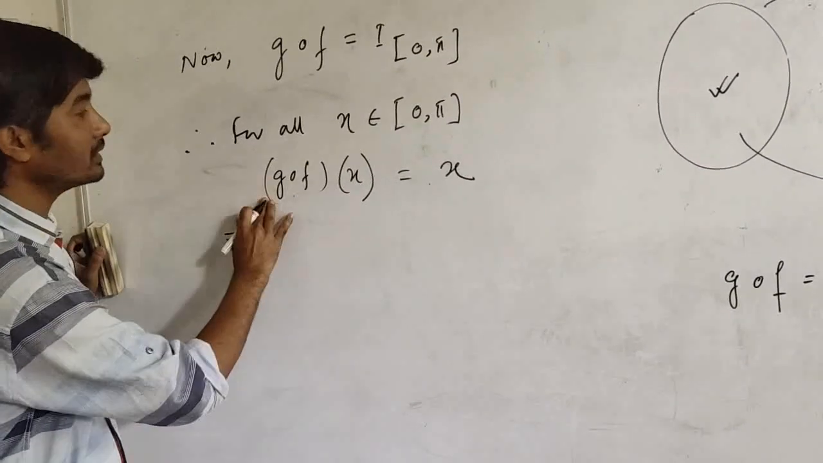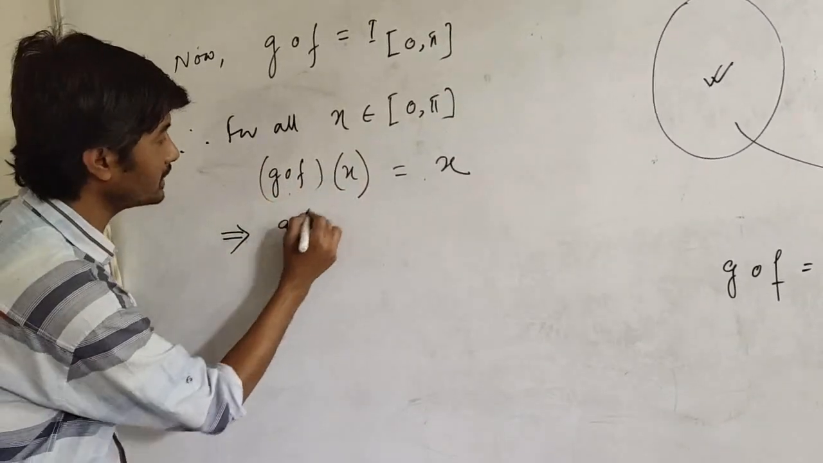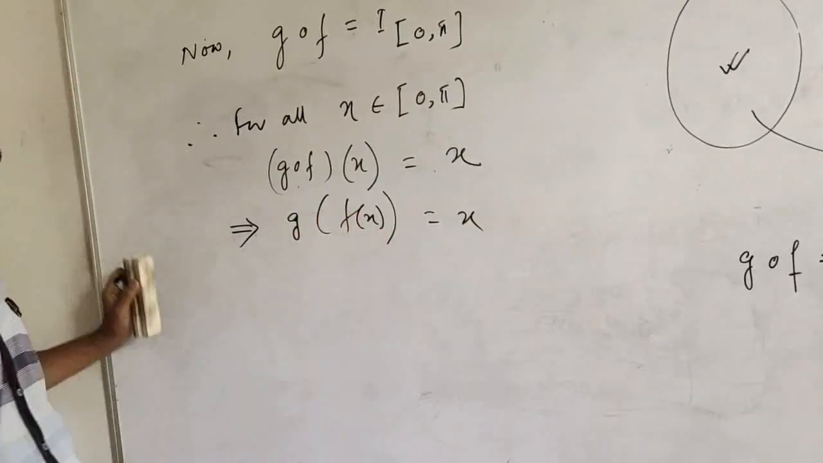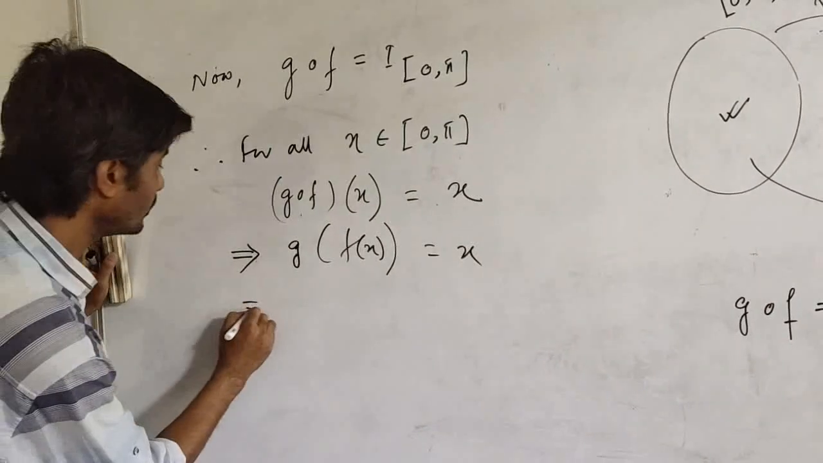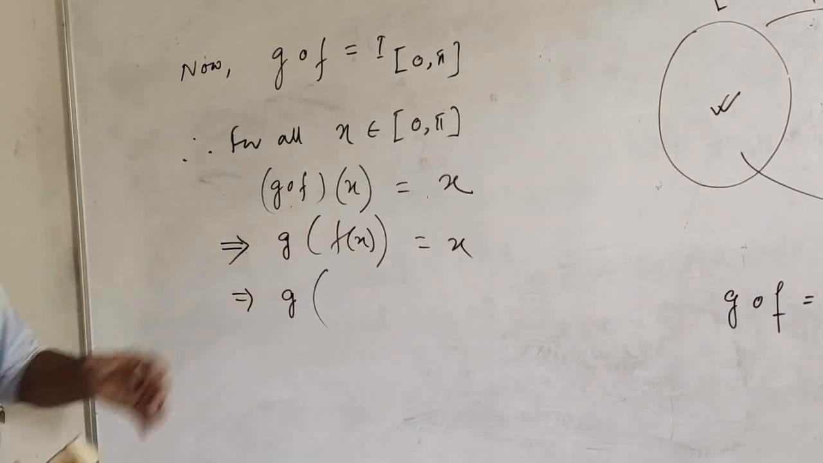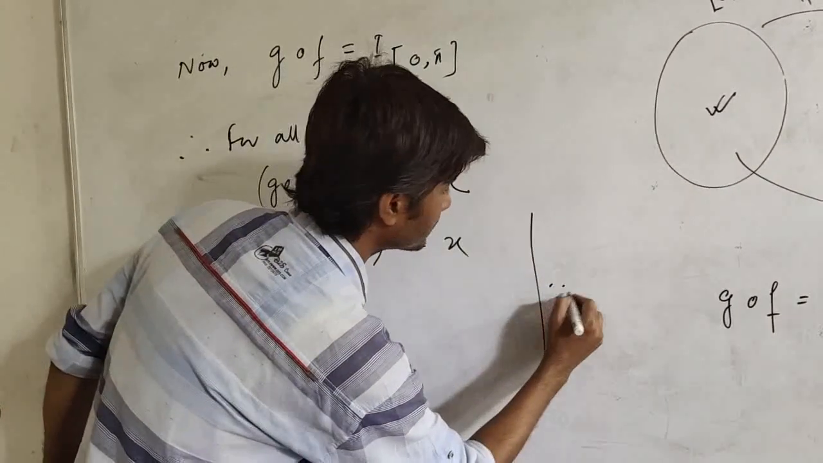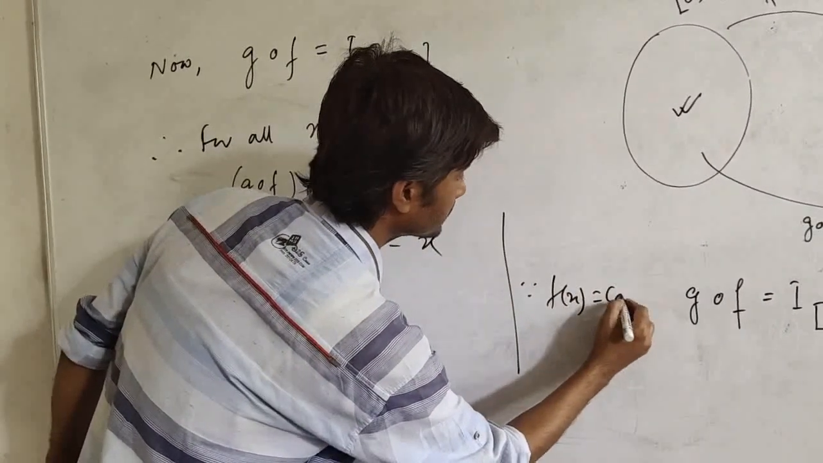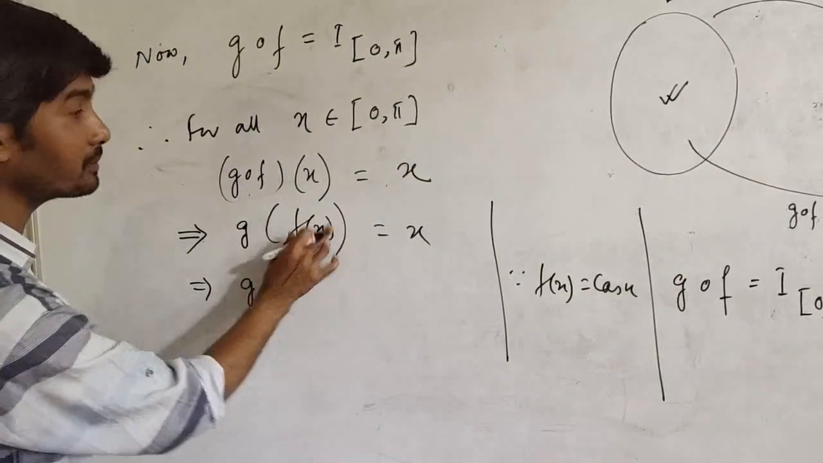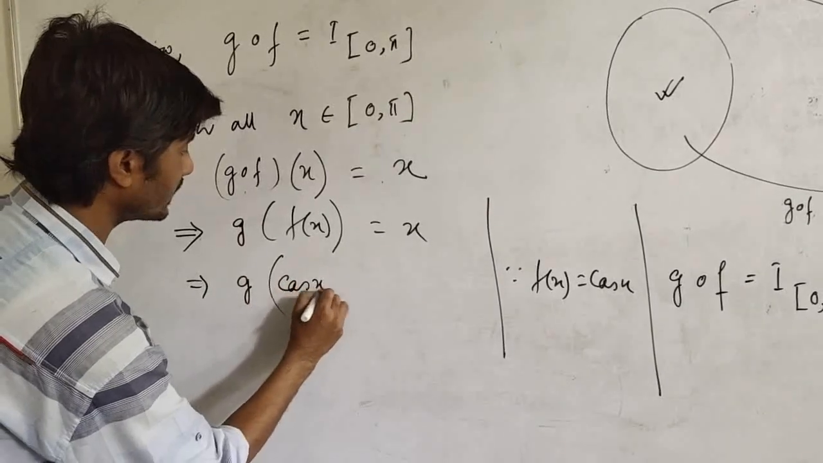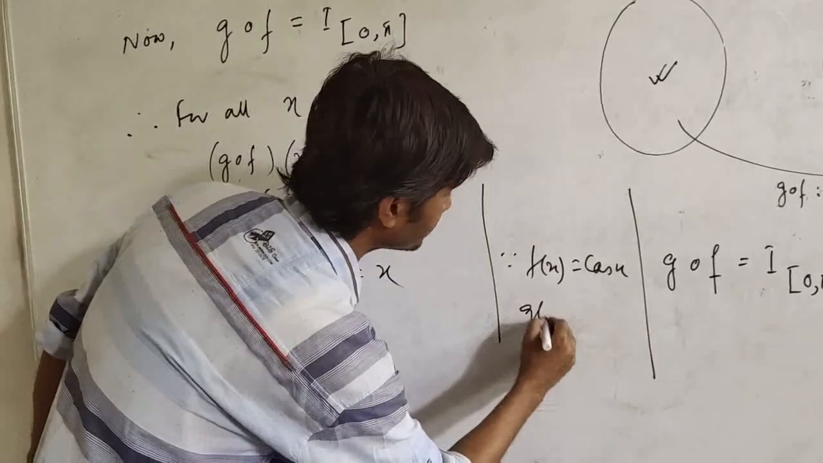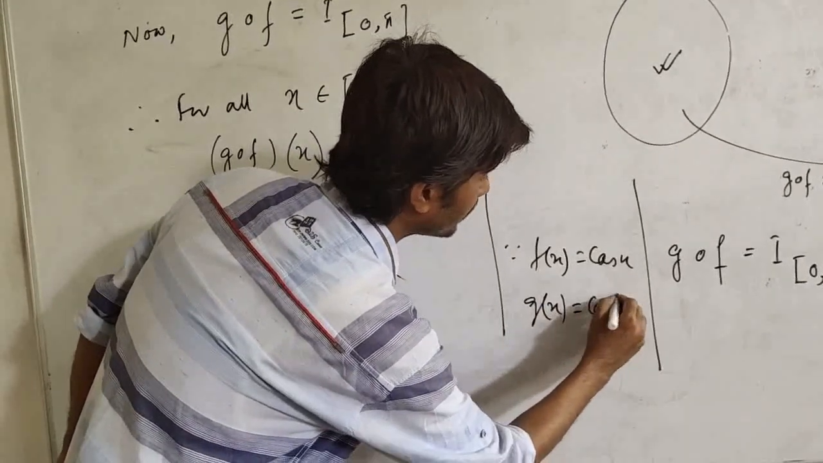Now see, this may be written in the form g of f x. As you know, this comes immediately from the definition of composition of function. Now what is f x here? f x is our function cos x. So right here, since f x is cos x, therefore we may replace this f x by cos x. g of cos x is equal to x. And what is g x? g x is nothing but cos inverse x.